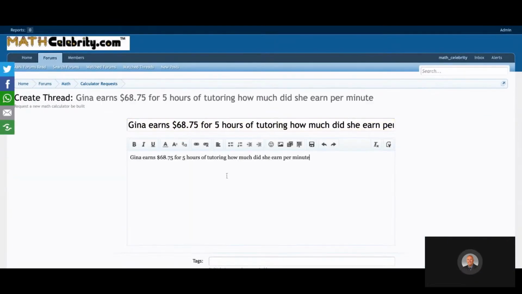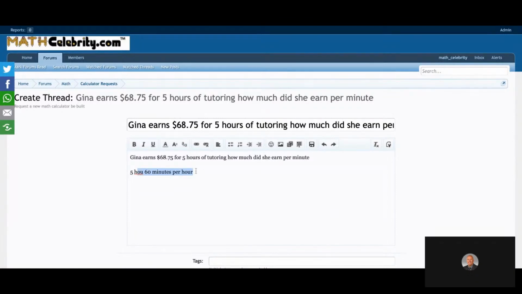Okay, so we got Gina earned $68.75 for 5 hours of tutoring. How much did she earn per minute? The first clue of this problem is the problem states the earning per hours, but they want the earning per minute. So we say 5 hours equals 60 minutes per hour. So we say 1 hour, 60 minutes.